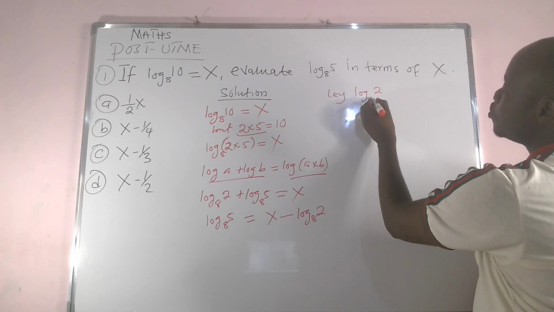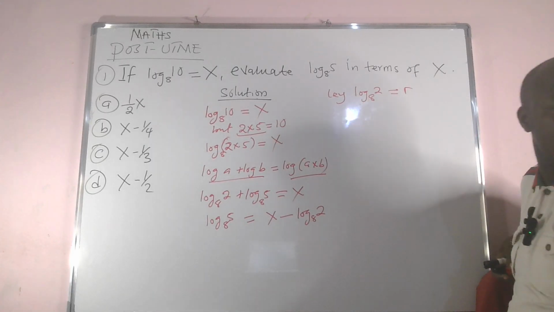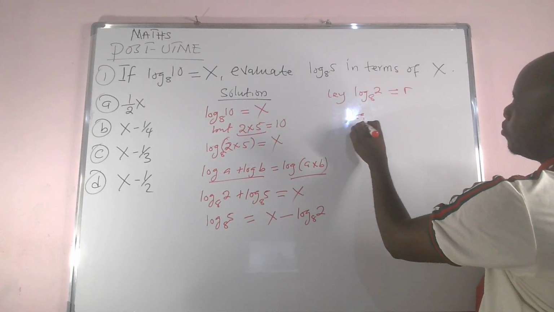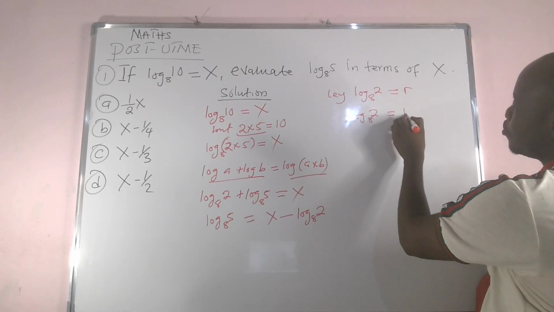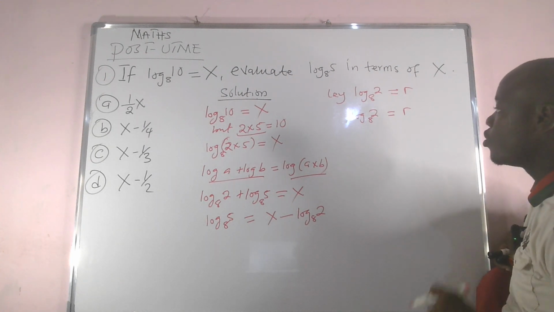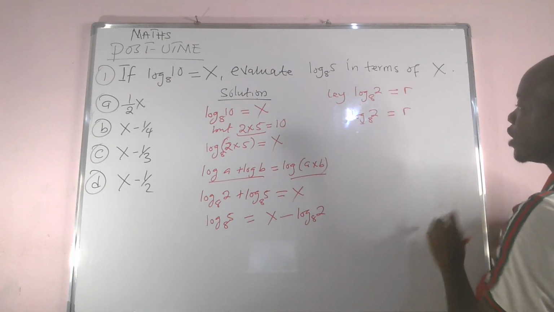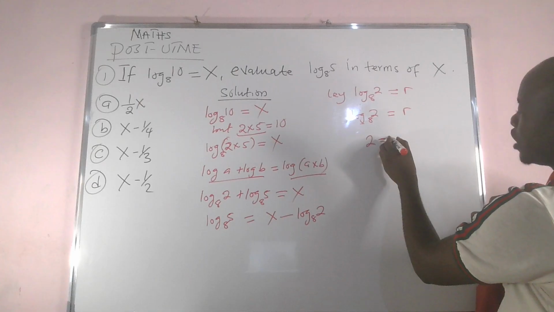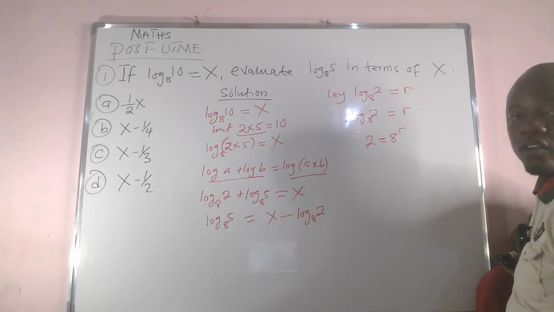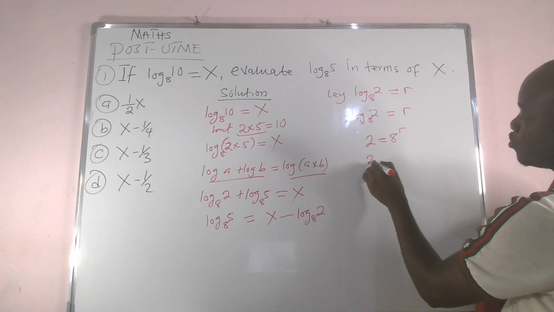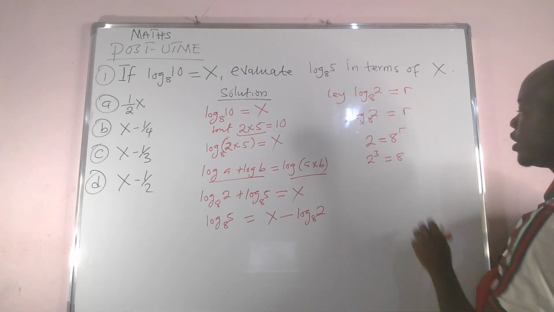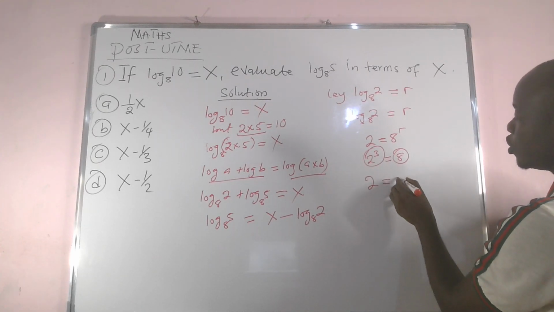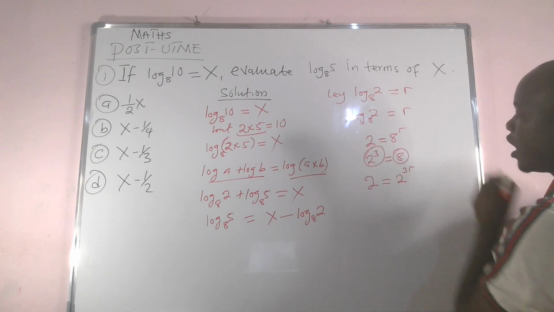But remember, we can now say let log 2 base 8 be equal to r. So it means that we have log 2 base 8 is equal to r. And remember, according to another theory of logarithm, if you want to remove this logarithm, you have your 2 here, and then this 8 will now come to this side and it will now power this r. And remember, 2 power 3 is the same thing as 8. So we can now replace 8 with 2 power 3. So we now have 2 is equal to 2 power 3r.